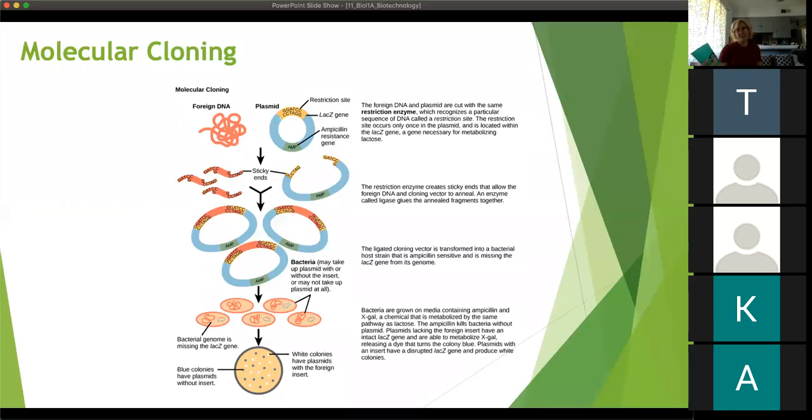I know we all live in the US, and so it's going to be expensive anyway, but in other parts of the world, it really has decreased the cost of insulin and made it far more accessible to people. So the idea that you can take a piece of DNA from one organism, like a human, and put it into a bacterium is called molecular cloning.